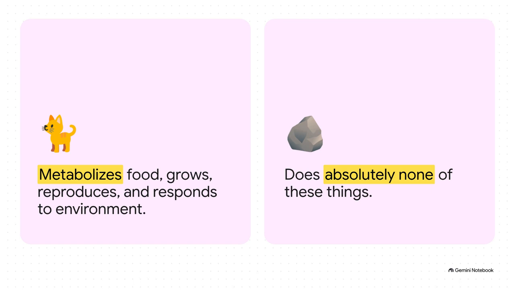Think about a cat. A cat metabolizes food for energy, it grows, it reproduces, and it reacts to what's happening around it. A rock? Yeah, a rock does absolutely none of those things. It just sits there. Life, at its core, is this active, ongoing, incredibly dynamic process.